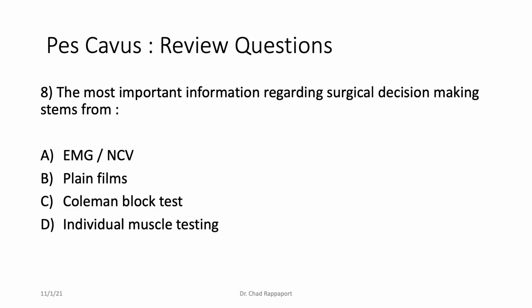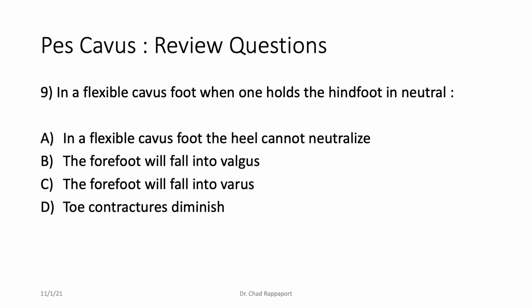The most important information regarding surgical decision-making stems from EMG, NCV, plain films, Coleman block testing, individual muscle testing. The answer, of course, is D, and this may be the most important principle of this presentation to remember.